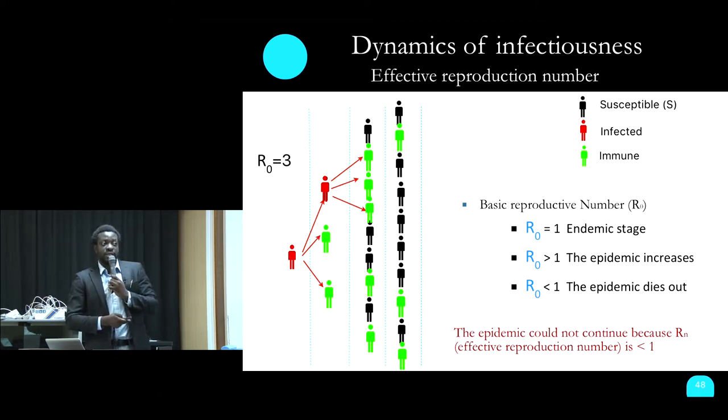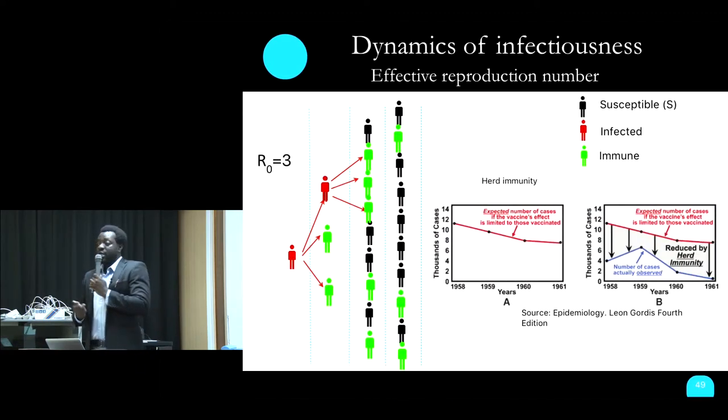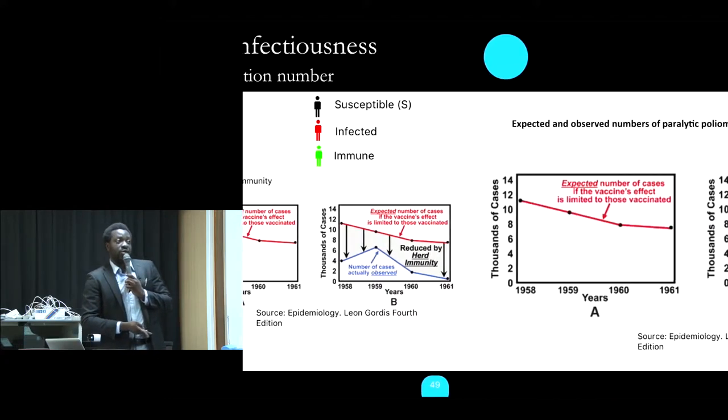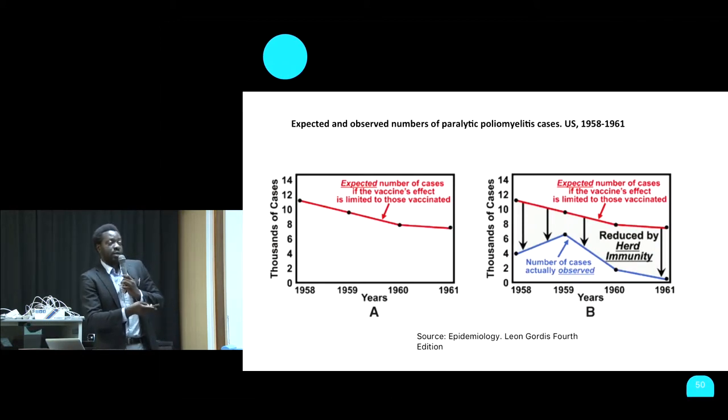And this kind of indirect protection is what we call herd immunity. It's the protection that people who are susceptible in the community get from people who are immune. So it is called herd immunity. This is an example here. Let's look at it in a big slide.